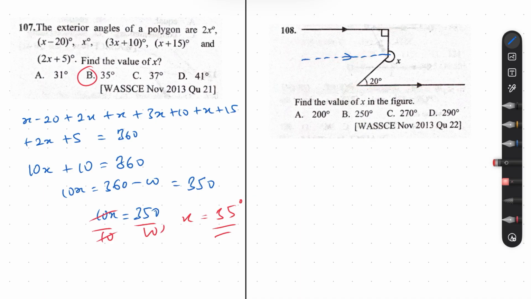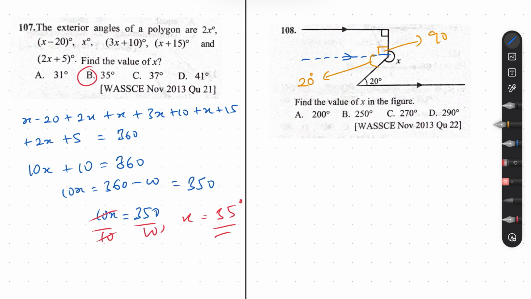So this line is also parallel to this line. If that is the case, that means this angle will be equal to what? This angle, because we would have an alternate angle, and these angles will be the same. Okay, so if we label that angle, that angle will be what? 20. Okay, cool. And then this angle here is a right angle, right? It's a right angle, which is 90. Okay, cool.